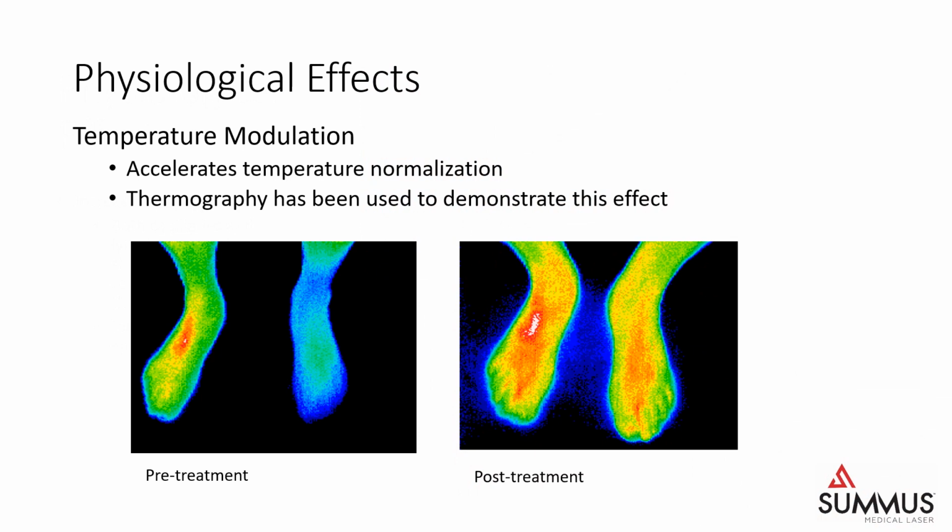Areas of inflammation typically demonstrate temperature variations, with the inflamed portion having an elevated temperature. Laser has been shown to accelerate temperature normalization. Thermography has been used by some practitioners and researchers to quantify temperature changes at the skin level pre and post laser treatments.